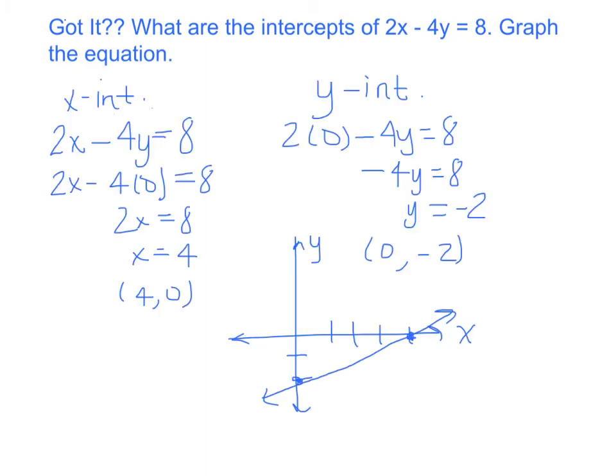Okay, so I found my x-intercept by making y 0. And I solved for x and got x equals 4. So that ordered pair was 4, 0. And then my y-intercept, I plug in 0 for x, solve for y, and I got 0, negative 2. And I plotted those 2 points, and there's my graph.